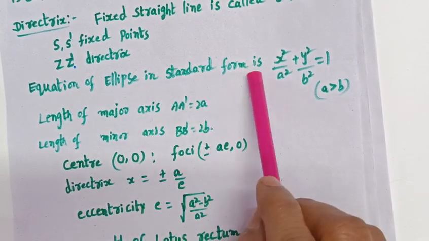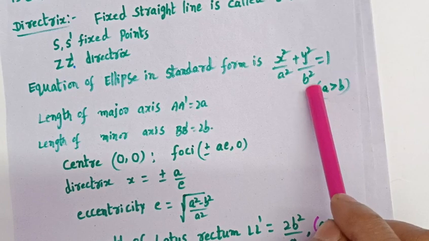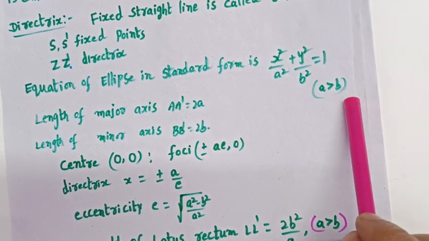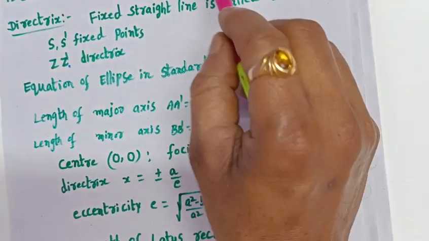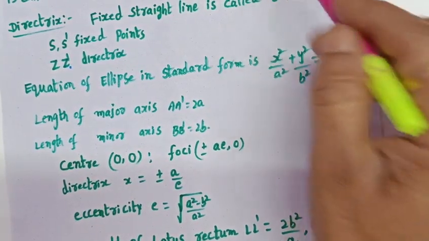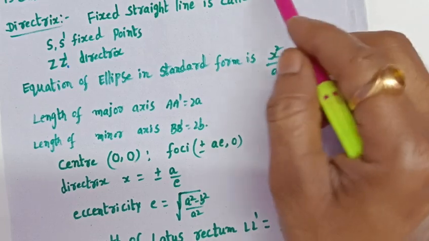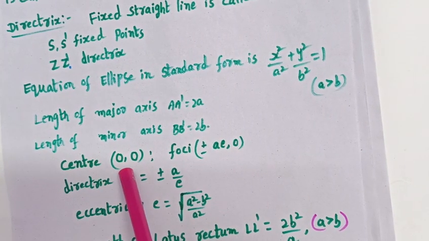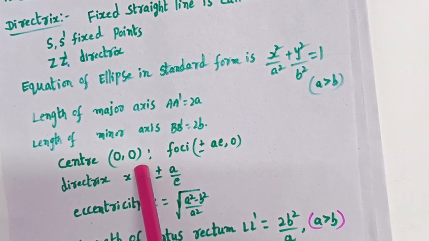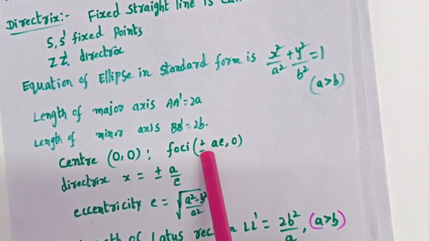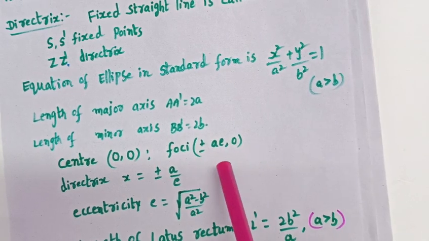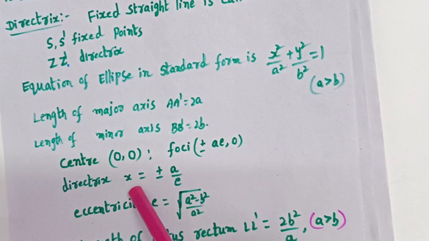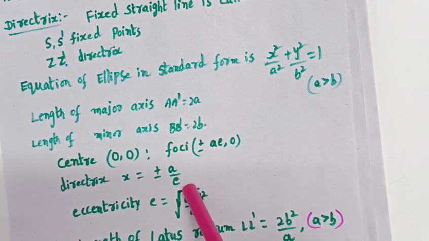The equation of the ellipse, standard formula, is x square by a square plus y square by b square is equal to 1, where a is greater than b. So a is the major axis, b is the lower axis, that is the y-axis. The center is the origin, that is 0, 0. Foci formula: plus or minus AE, 0. Directrix x equals plus or minus A by E.